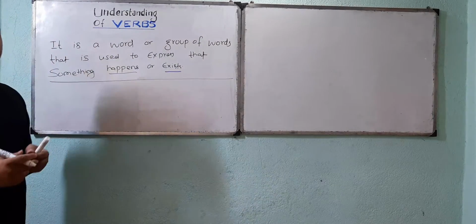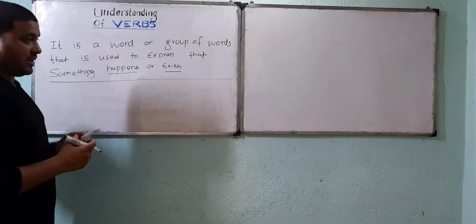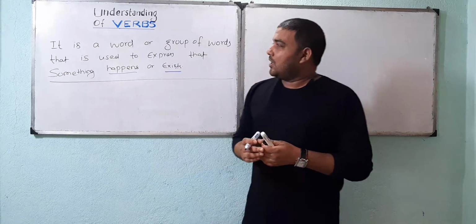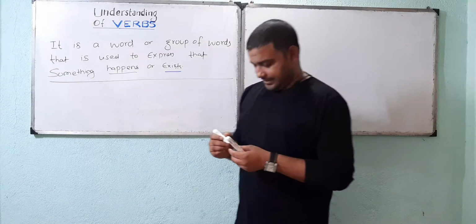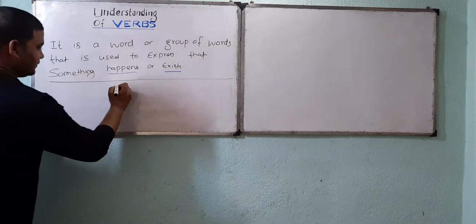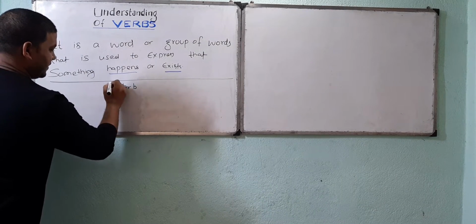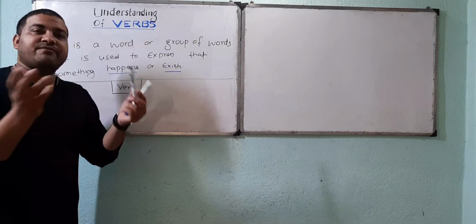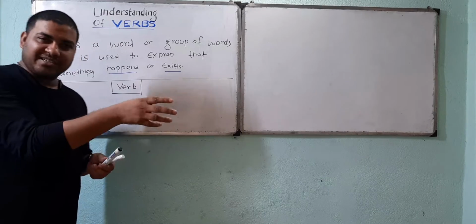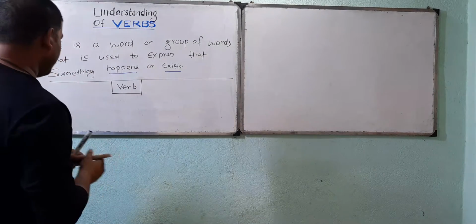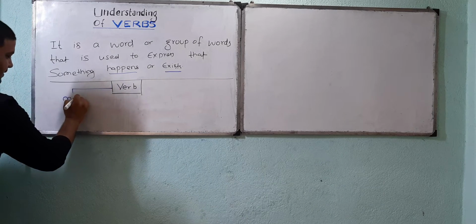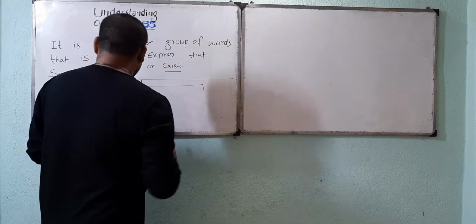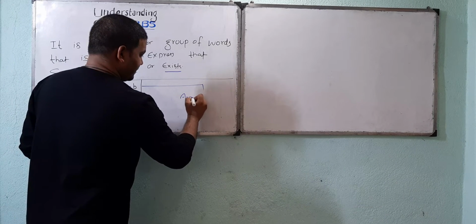If I talk about how many kinds of verb, as I have already told you, a verb can be transitive, intransitive, regular, irregular. Correct? But we have to talk about basic things. Let's see. First of all, we are just going to classify this. Basically, guys, it has two types. The first is main verb, right? And the other is auxiliary verb.